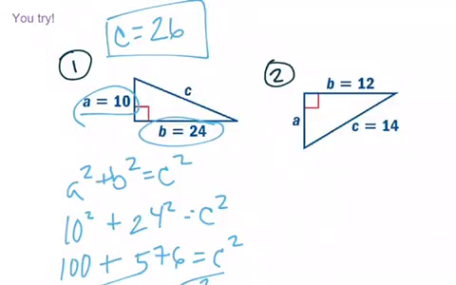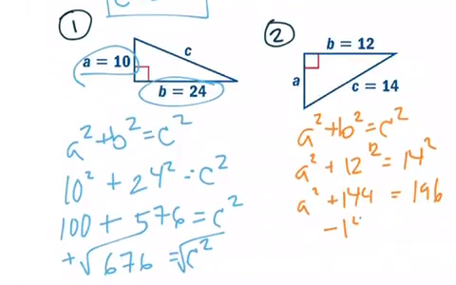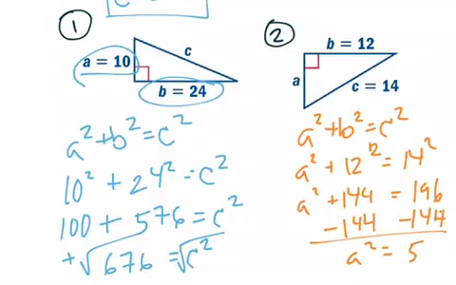The next one, a squared plus b squared equals c squared. This time one of the legs is missing, so we're just going to rewrite a squared and fill in everything else. Plus 12 squared is equal to 14 squared. 12 squared is 144. And 14 squared is 196. Solving for a squared, we have to subtract 144 from both sides. And you're left with a squared equals 52.